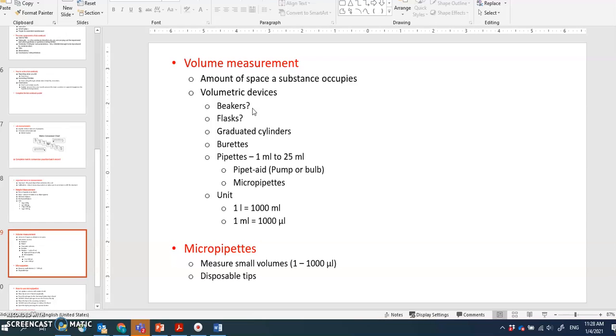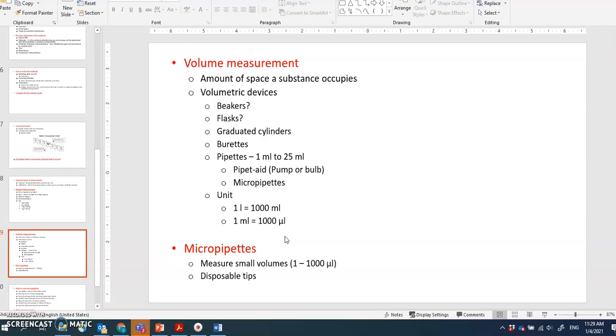Okay? And the unit of volumetric measurement is normally metric: liter, milliliter, microliter. So 1 liter equals 1000 milliliters, 1 milliliter equals 1000 microliters. So understand the conversion factor. And you can measure a microliter range of volume using a special device called a micropipette. So you'll be dealing with micropipettes a lot in the lab because you will be using very small amounts of liquid, maybe enzymes and substrates in this class. So you will get used to micropipettes and how you use them.